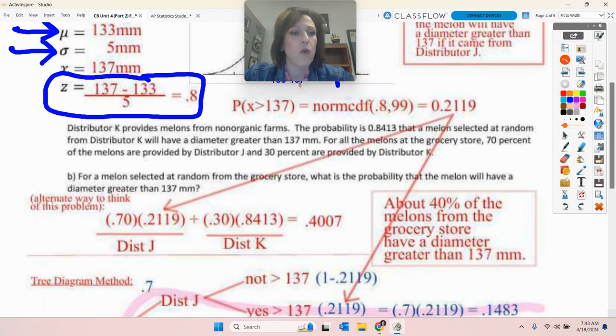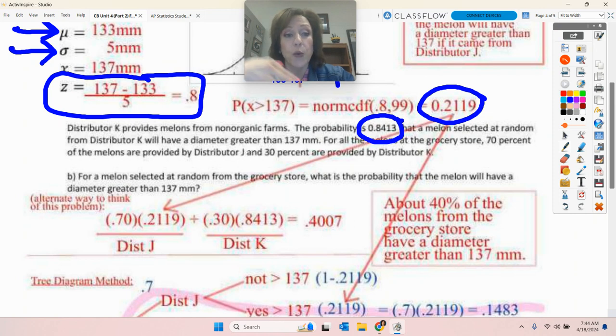The next section then told you the proportion of distributor K that met that criteria of at least 137. So from distributor K, it was this proportion of them that are greater than 137. And from distributor J, it was this proportion that were greater than 137. So they want to know the total proportion that are greater than 137. But they don't purchase half and half. They don't do half from distributor J and half from distributor K. So you can't just do those half and half.